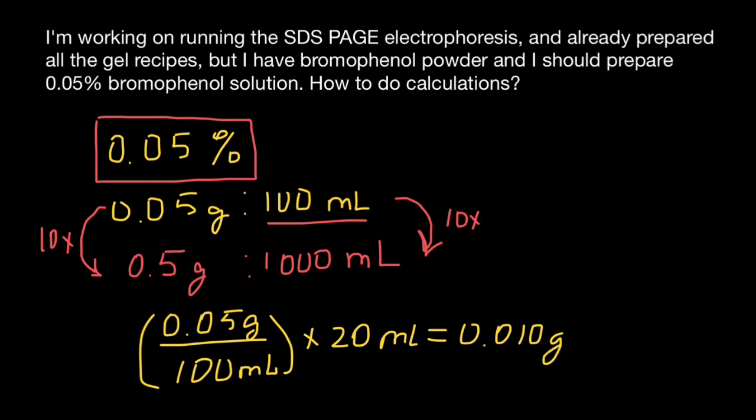One more time, we have found that if we need 20 milliliters of the stock solution of the 0.05% concentration, we have to take 0.01 gram of, in our case, the bromophenol powder, which we measure in grams.